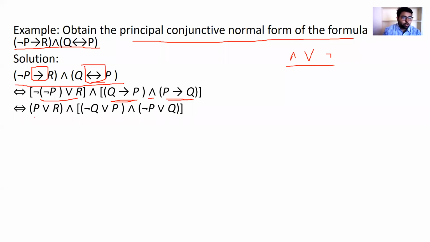Now you need to identify how many variables are there in this formula. So there are 3 variables, P, Q and R. In this term, Q is missing. In this term, R is missing. In this term also R is missing. In both of these R is missing. In this term, Q is missing.